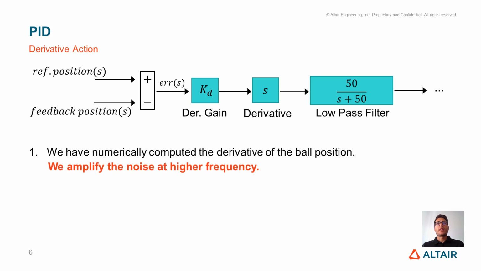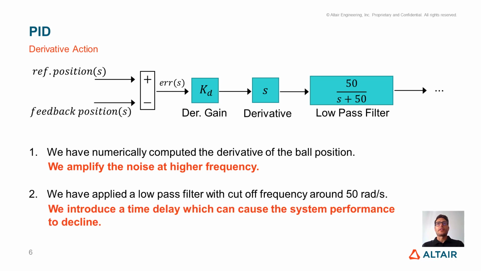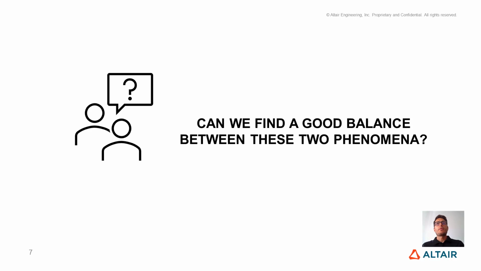We see that we have numerically computed the derivative of the ball position, and this has a drawback. The high frequency noise gets amplified. So, to minimize this drawback, we have applied a low pass filter. But what happened is that in this way we are introducing some time delay, which worsens the system performances. It's clear that there is a trade-off between these 2 points. So, can we find a good balance between them?